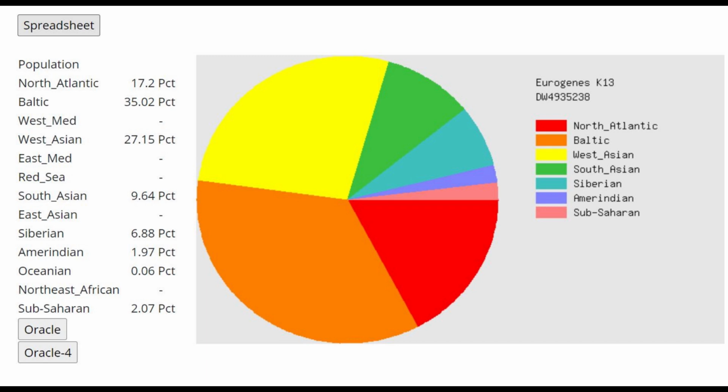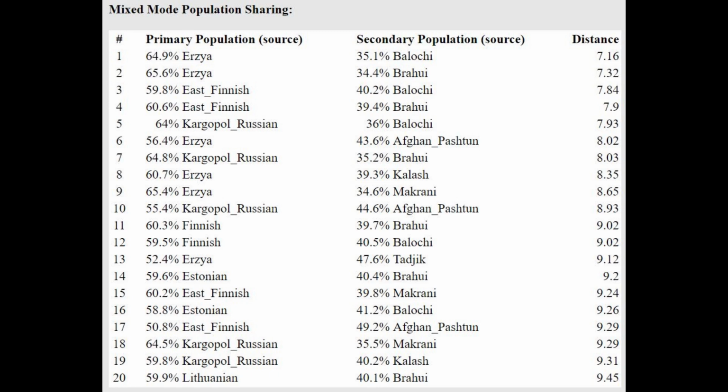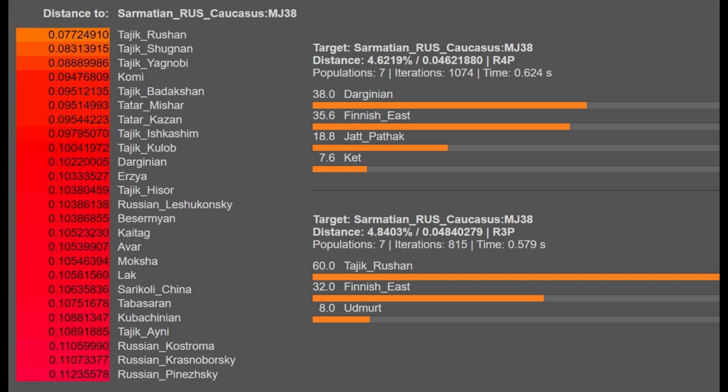Moving on to GD match, this is what he scores with the Eurogenes K13. Even though this individual is from the Caucasus, he's actually a very typical Sarmatian. Like, this isn't that different from Sarmatians from the Urals or Sarmatians from the Pontic Caspian steppe. He's getting modeled as a mixture of Erzya plus Baloch, or some kind of Northeast European plus South Central Asians.